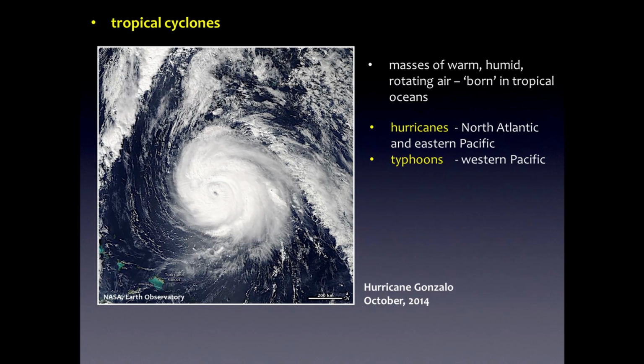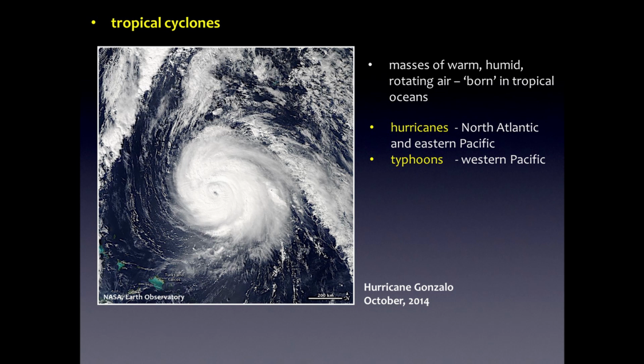In contrast, we have tropical cyclones. So remember, extratropical and tropical cyclones are two different things. Tropical cyclones are also known as hurricanes in the North Atlantic and Eastern Pacific, and typhoons in the Western Pacific. So it depends on where you are in the world what you call this particular type of storm. It's a mass of warm, humid, rotating air. We see that this tropical cyclone, its birth is in warm tropical parts of the ocean. And what happens here is it doesn't occur between two air masses, but it occurs only within one air mass.